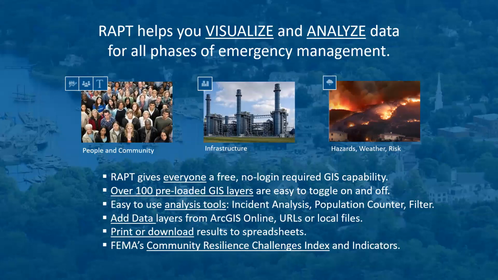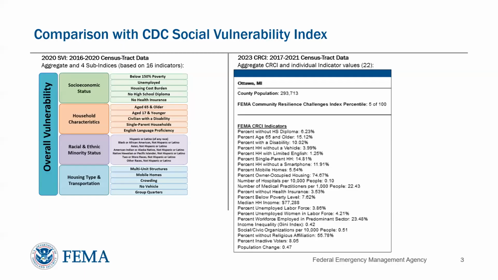Before we get into the tool, I want to take a step back and emphasize how important the demographic data is in RAPT, and then relate it to something you might have seen before. I'm sure people are pretty familiar with the CDC's Social Vulnerability Index. A lot of people have seen it before. The SVI provides a couple of scores for you. It gives you an overall vulnerability score, and then it also gives you a score for each of its sub-indices.